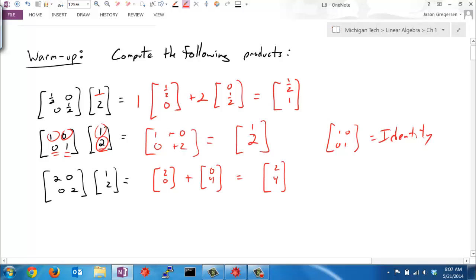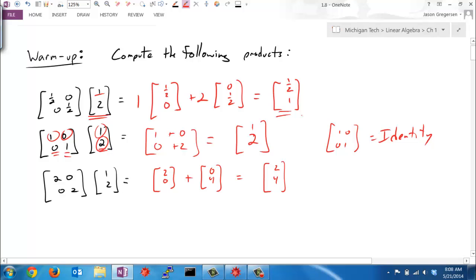What about the other ones? Do we see any kind of patterns developing in these other products? Maybe see any other patterns. The others are basically just multiplying everything by 1/2 or 2. Absolutely. The way these matrices are set up, the net result on the vector, this vector started at 1, 2, ended up to be 1/2, 1.